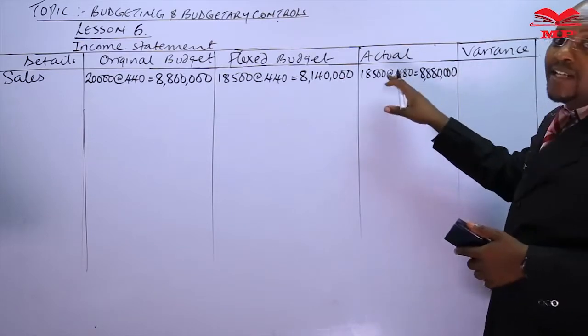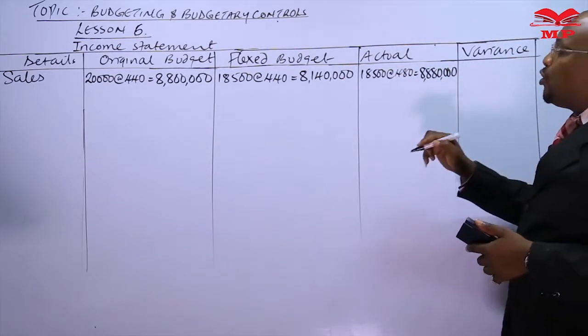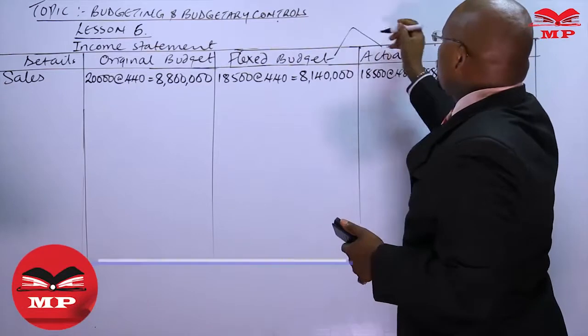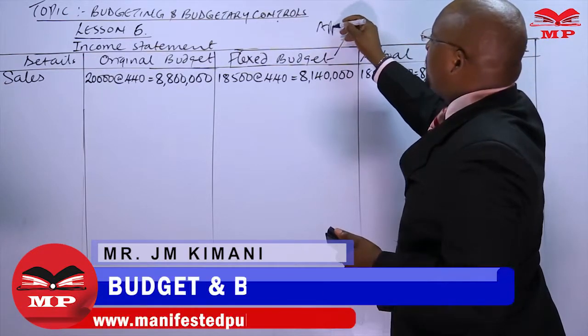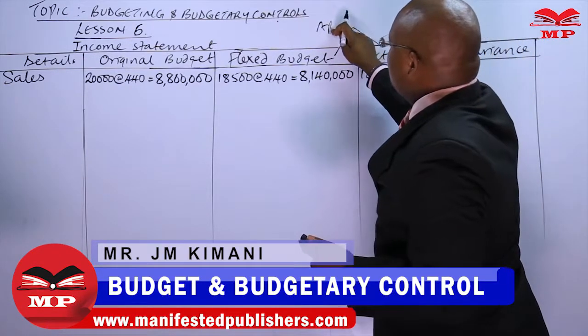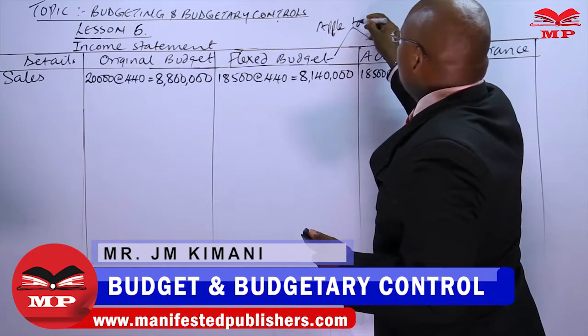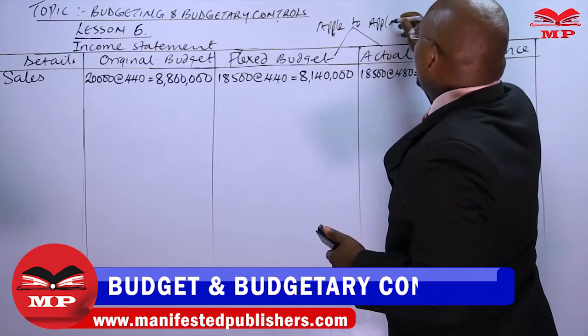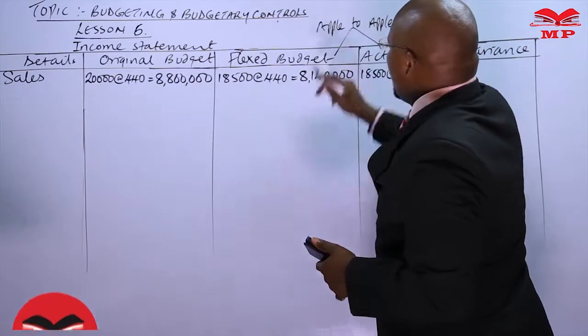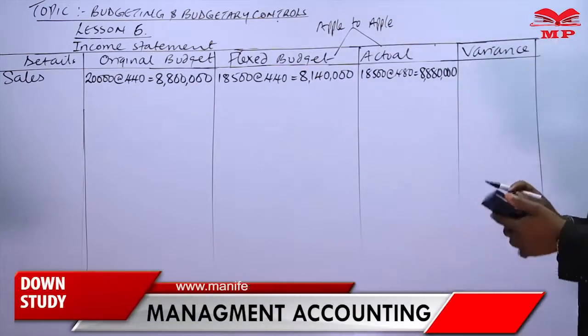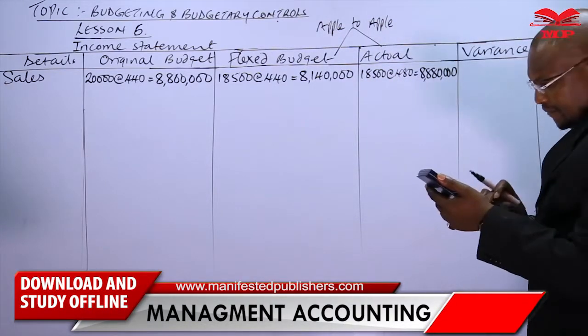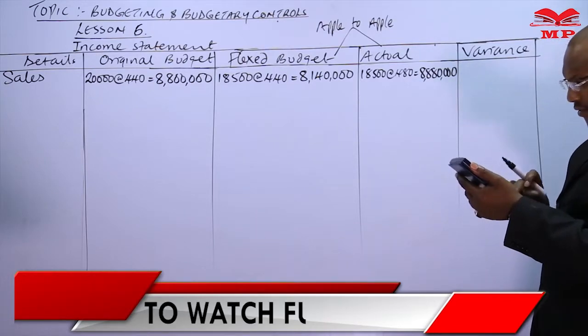and the actual for the same level of 18,500. This is what we call apple to apple. So when you're comparing these two, this is apple to apple comparison. We are comparing apple to apple. So this will be 8,140 minus 880.